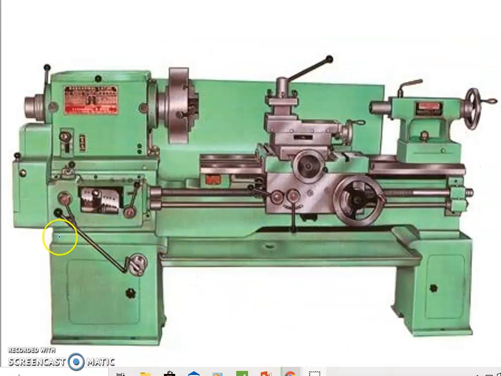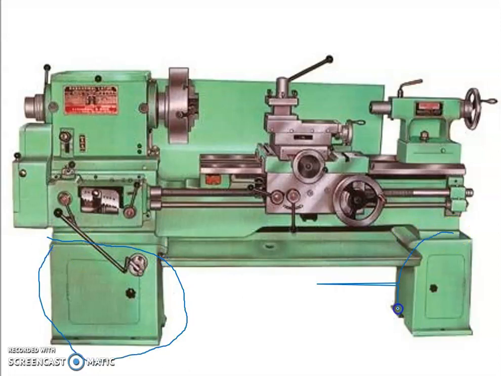In the previous lecture, I explained about the lathe bed. We identify where the lathe bed is. So this is the lathe bed, we can see, and on this side we have another column. So this is one column, this is the second column. These two columns we call the lathe bed. So we can see these are the two supporting columns.